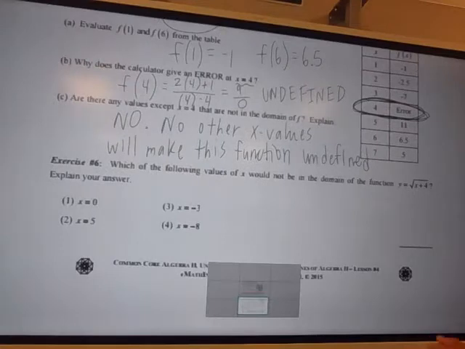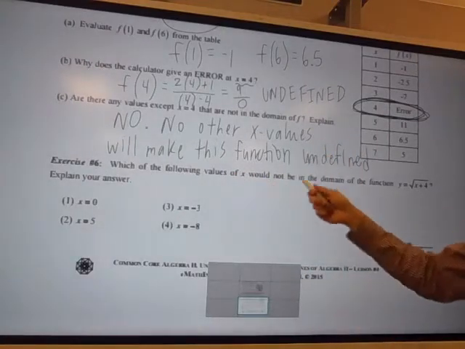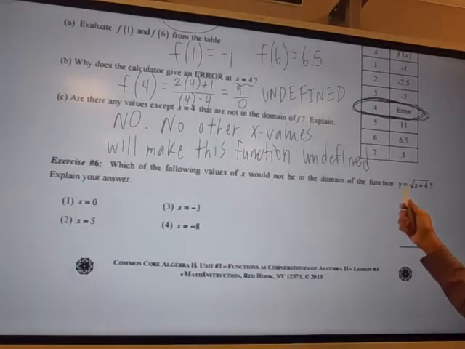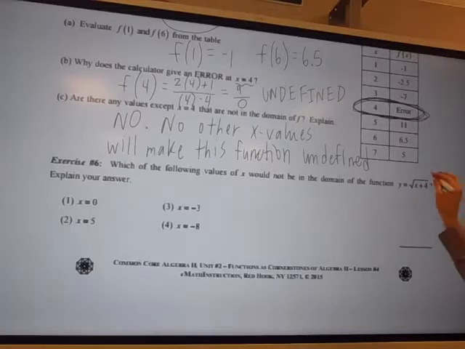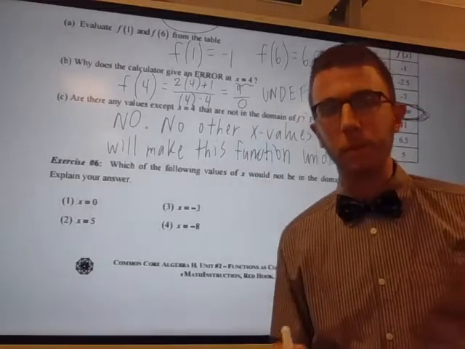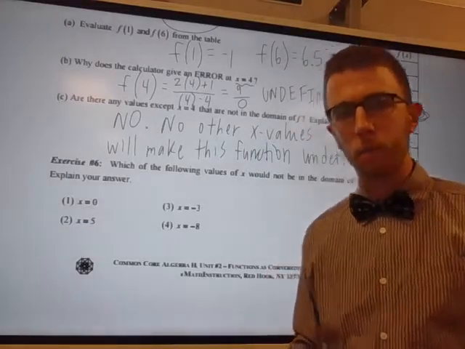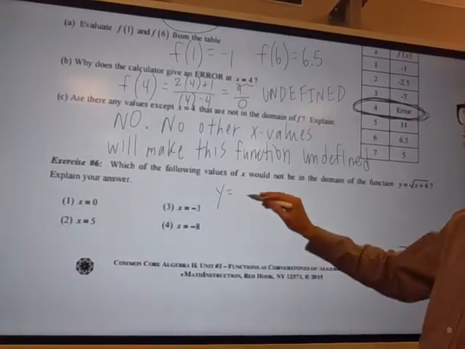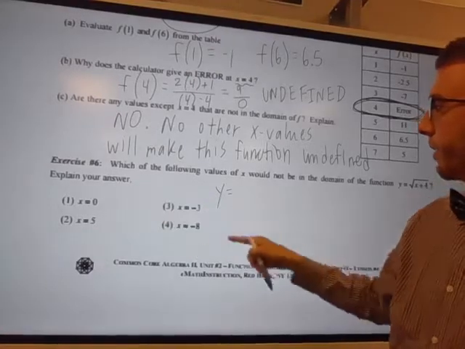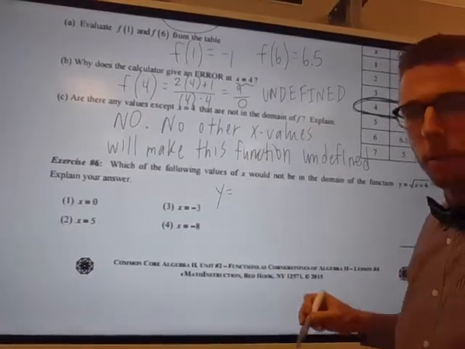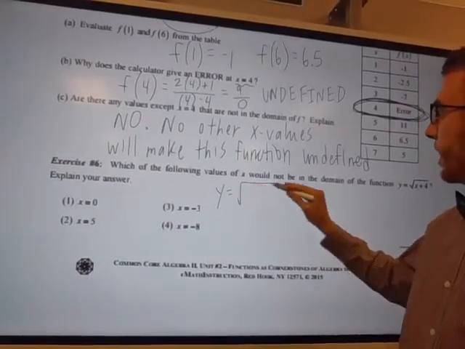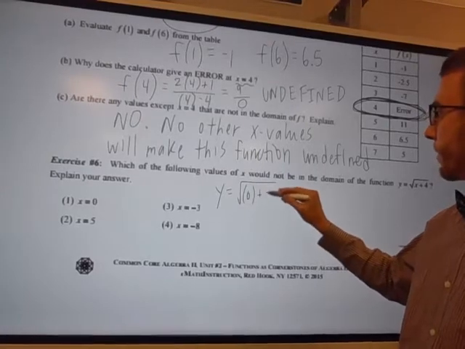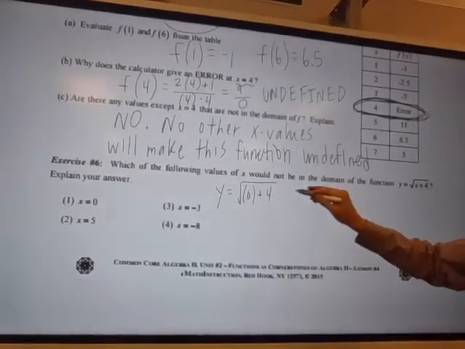Last one. Which of the following values of x would not be in the domain of the function y equals the square root of x plus 4? Okay, and explain your answer here. So to get us started here, I'm going to take each of these values and see what happens when I plug them in. So y equals the square root of 0 plus 4. That's our first x value.